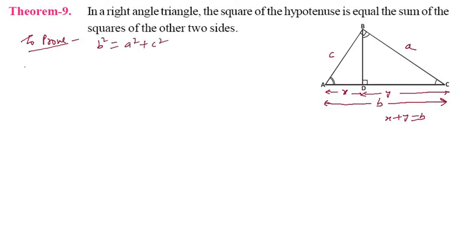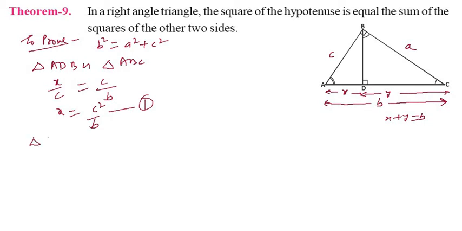Now how can we prove it? So you can see the triangles are similar. Triangle ADB is similar to triangle ABC. So that means X upon C is equal to C upon B. Now find X equal to C square upon B. That is equation first. Now triangle BDC is similar to triangle ABC. So Y upon A is equal to A upon B. So Y will be equal to A square upon B. That is equation second.